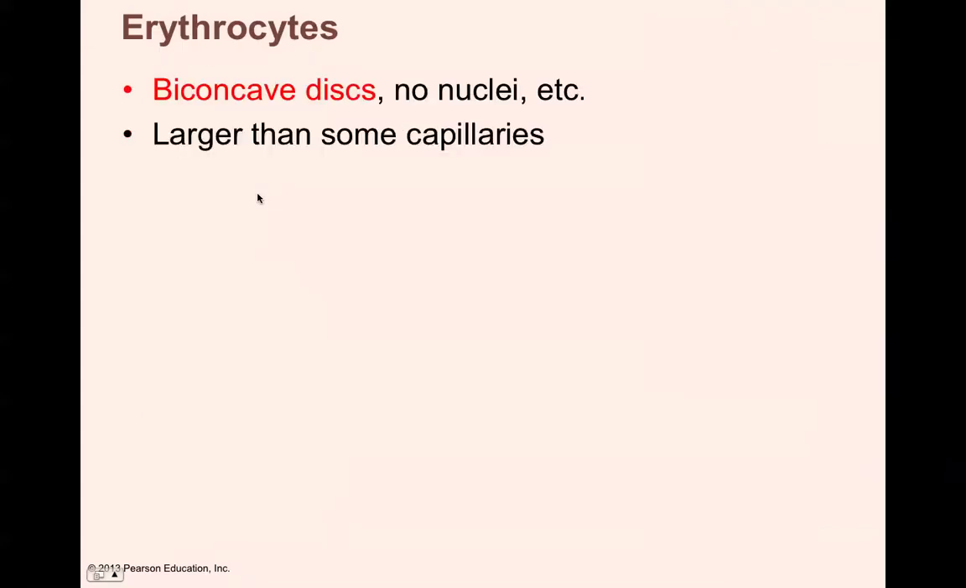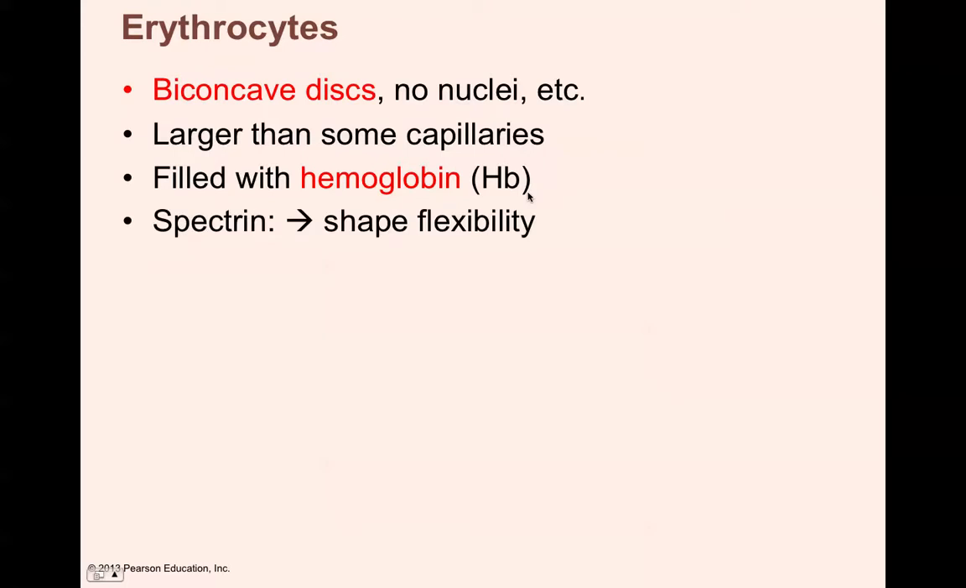Okay, what is an erythrocyte? Erythrocyte, of course, is a red blood cell. Erythro means red. So they are biconcave discs. They don't have a nucleus. They are larger than some capillaries, so therefore, being biconcave, they can fold up and squeeze through these little tiny capillaries. They're filled with this complex protein called hemoglobin, often abbreviated Hb, capital H, lowercase b. They have this other protein called spectrin, which actually helps give the shape flexibility.